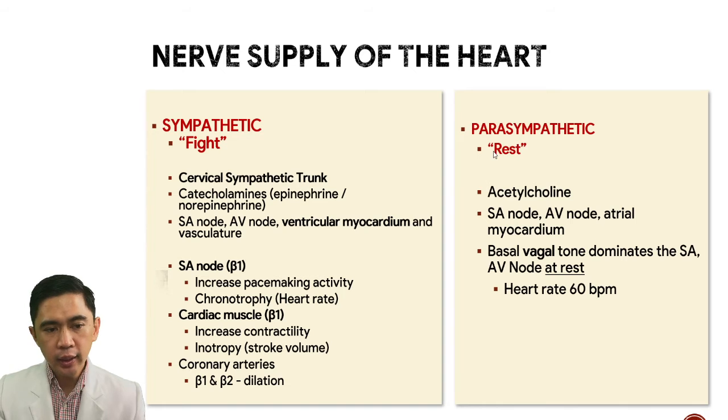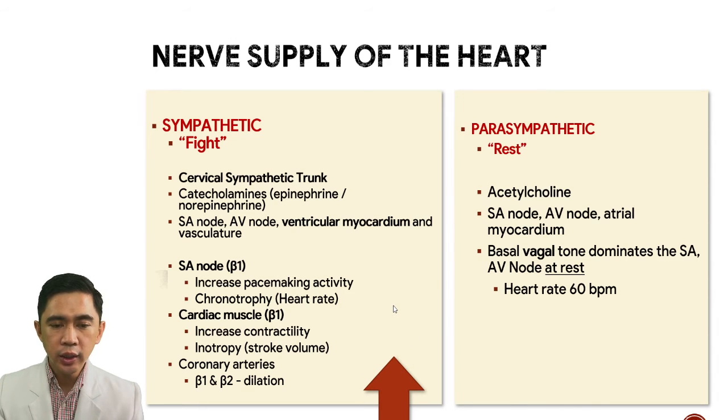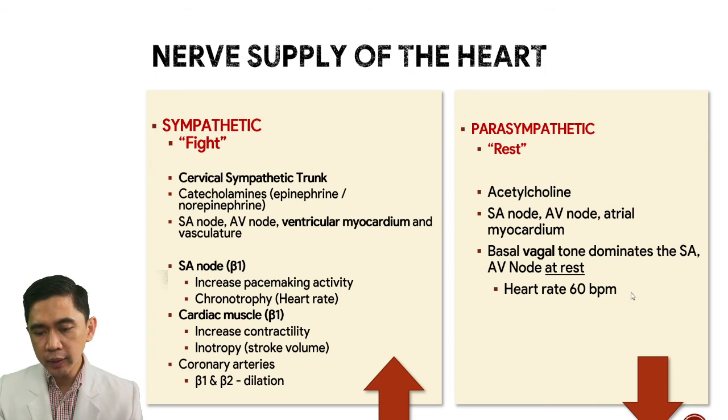Parasympathetic, on the other hand, is mediated through acetylcholine, and it involves the sinoatrial node, AV node, and the atrial myocardium. We do not have parasympathetic innervation to the ventricles, just like the sympathetic ones. And the basal vagal tone dominates the SA and AV nodes at rest. So the parasympathetic dominates at rest. Simply put, the sympathetic nervous system will increase the efficiency and the contractility of the heart, and the parasympathetic will decrease the contractility of the heart.